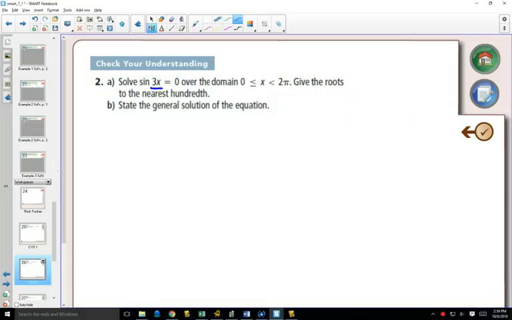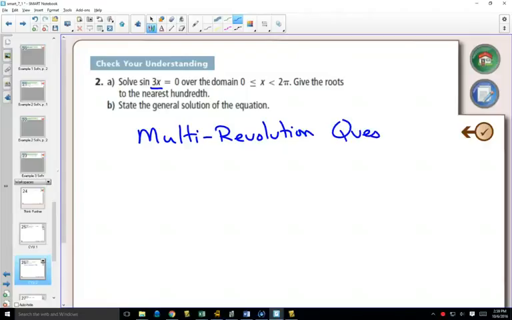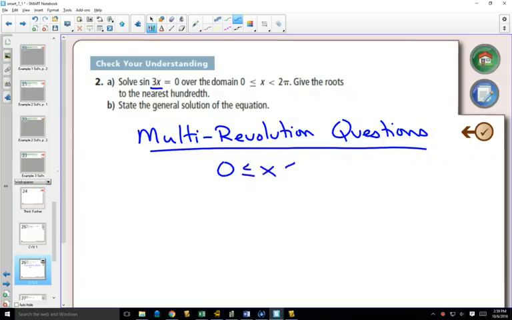And I give these kind of questions a special name. I don't know, I made up this name. I call them multi-revolution questions. I find sometimes when you give something a special name, then you remember how to do it better. So we're going to call these ones multi-revolution questions. And the reason is we're solving between 0 and 2 pi, but instead of having an x inside of sine, we have a 3x.